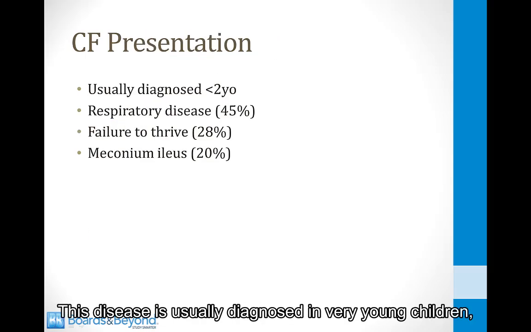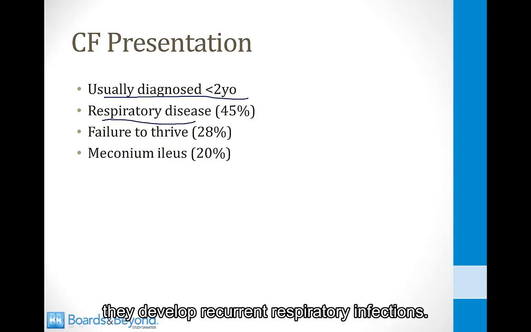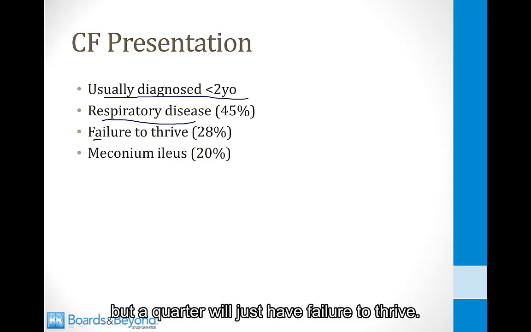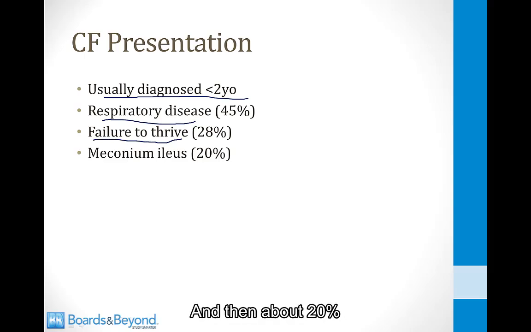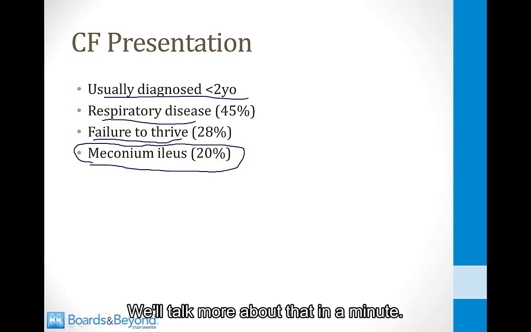This disease is usually diagnosed in very young children, usually under 2 years of age. So these children aren't going to be able to verbalize their complaints. So they're going to be identified through a couple of different ways. The most common way is that they develop recurrent respiratory infections, and this leads to testing that diagnoses cystic fibrosis. About a quarter will just have failure to thrive, and then about 20% will have a bowel obstruction called meconium ileus. We'll talk more about that in a minute.